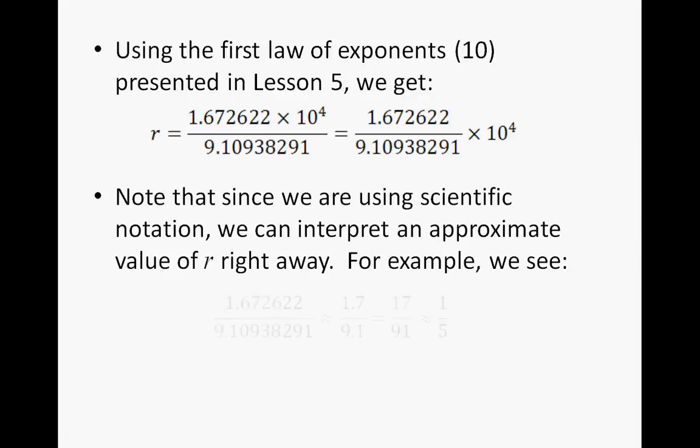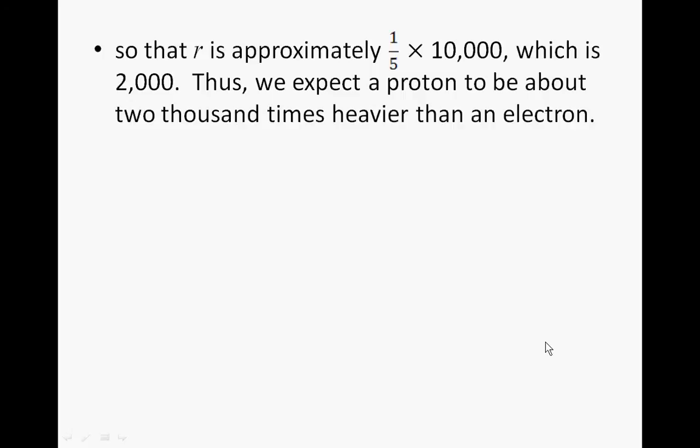For example, if we just deal with the decimal part, we can use some estimation and rounding. So 1.7 over 9.1, we can multiply by 10 on both top and bottom to get 17 over 91. Using that information, we can estimate this as being roughly 1/5. It depends on how you want to estimate it, but you would get somewhere in the vicinity of 1/5. You could have gotten a different common fraction, but as far as how they did it, they ended up with approximately 1/5. So R is approximately 1/5 of 10,000.